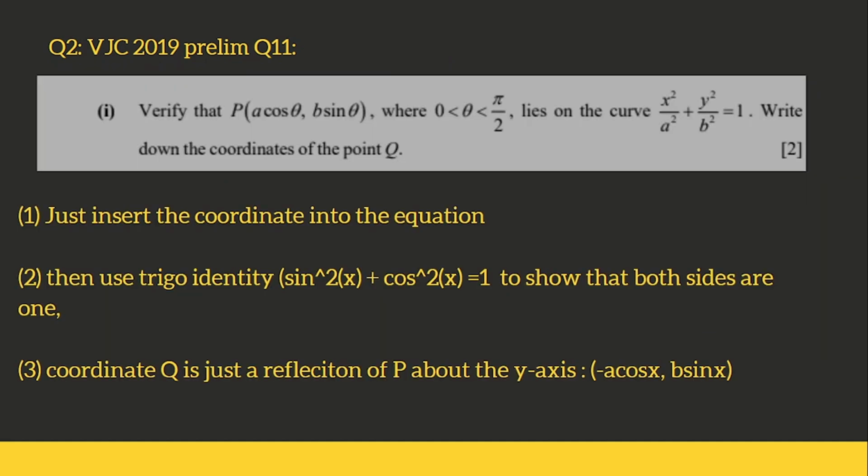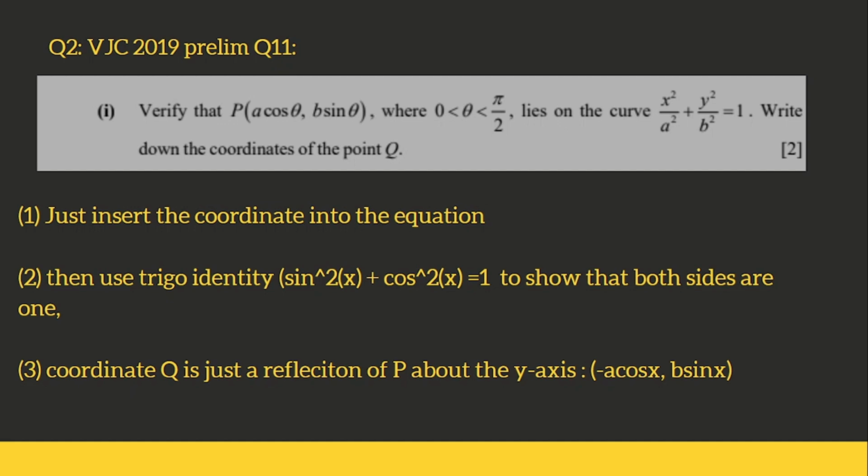So the first part, what we can do is that we will just insert the coordinates into the equation. Then afterwards, you realize that we have the a square cos square theta plus b square sine square theta, and you bring them together, make a common denominator. You can then use the trigo identity to show that actually everything will be equal to 1, both on the left hand side and the right hand side.